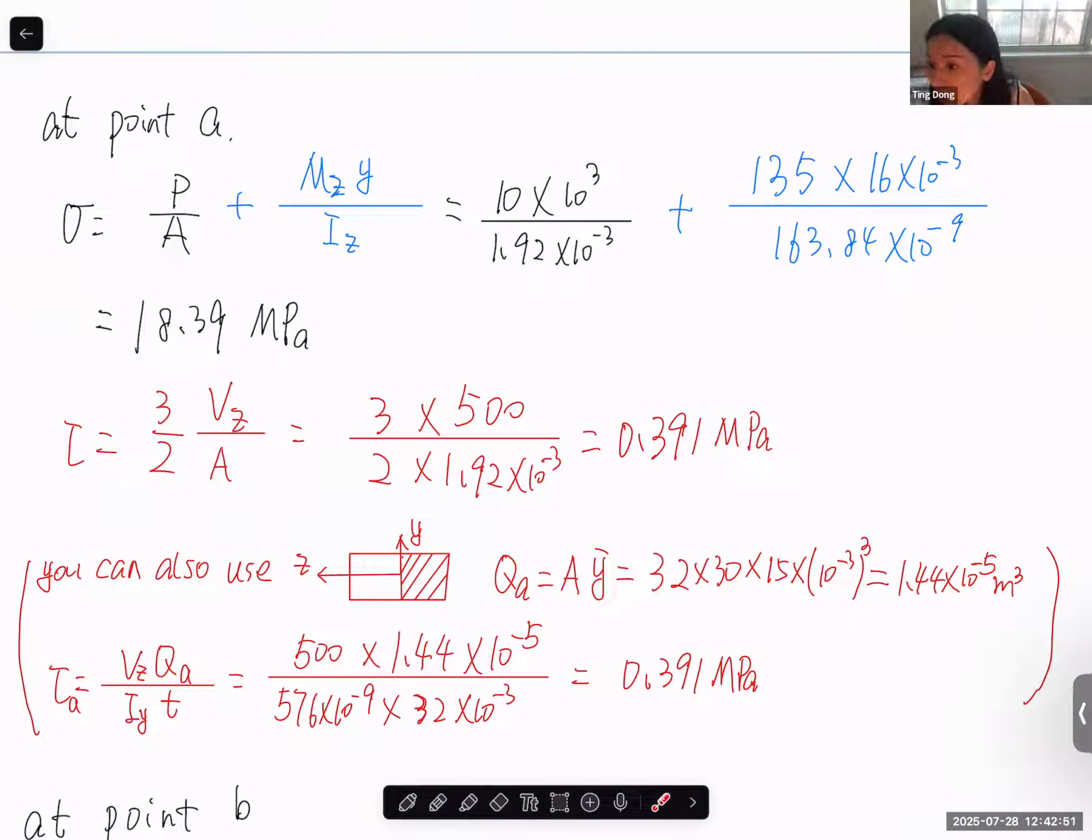Can we always assume we can use 3V over 2A for a rectangular cross section? 3V over 2A is the maximum. It's on the neutral surface of a narrow rectangular cross section. Yes, it's on the neutral surface, it's the maximum. It's not at any point. At different points, I can show you later.